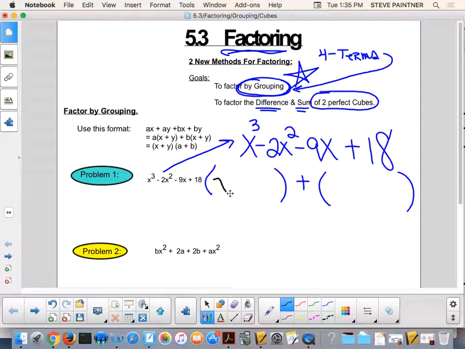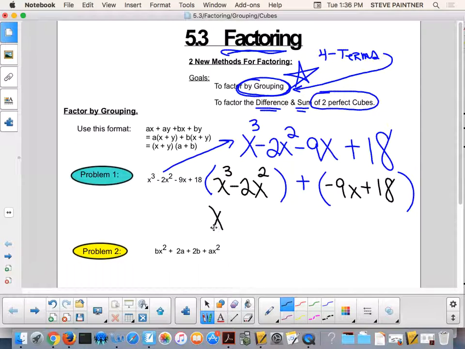So he says group the first one with the second one, and the third one with the fourth one. Do you agree? Good. The only reason you should agree is because you say, yeah, this one has a GCF in it, and this one has a GCF in it, right? Okay, so what's the GCF in this one? X squared. Take out an X squared.